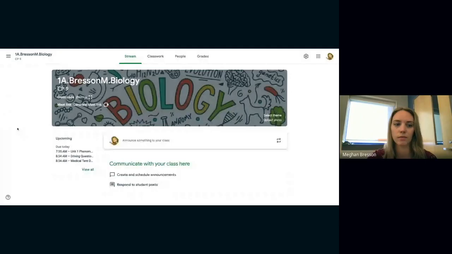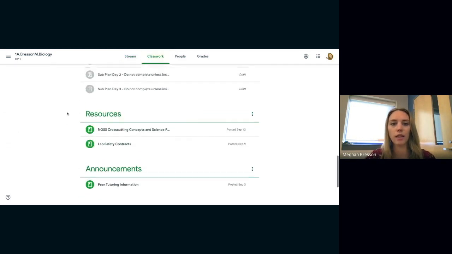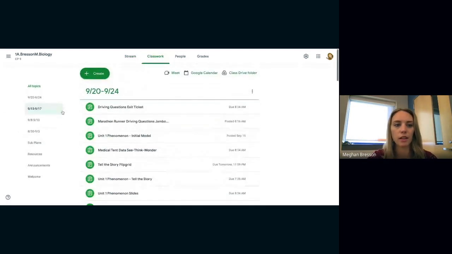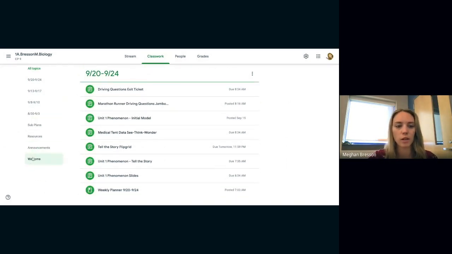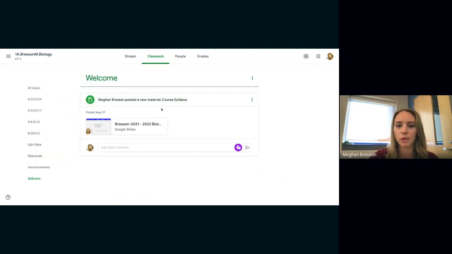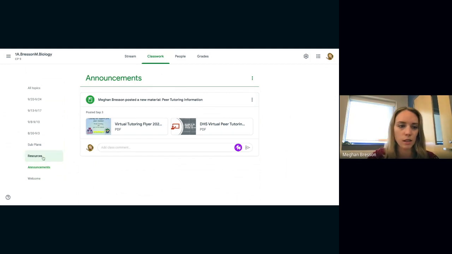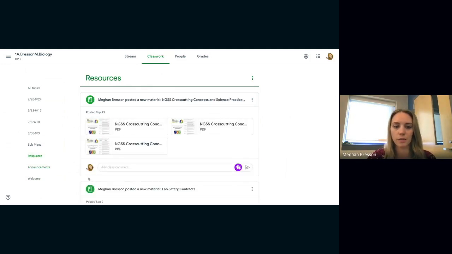I'm going to show my syllabus and go over some course expectations. And I'll show you where you can find that in Google Classroom. Okay, using block 1 as an example. In the classwork section, there are different topics. At the bottom is a welcome topic, and that's where the course syllabus can be found. Some other points of interest are announcements and resources for students.